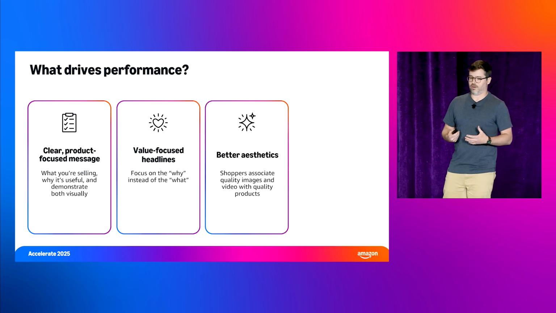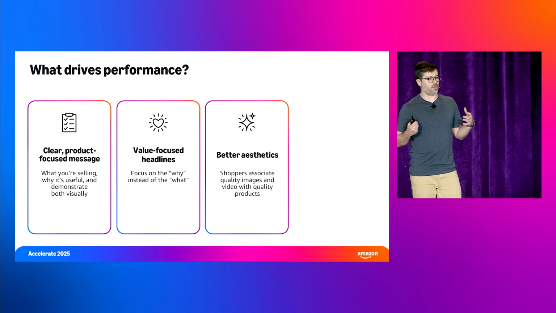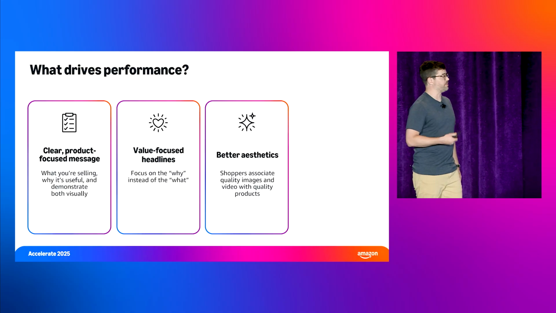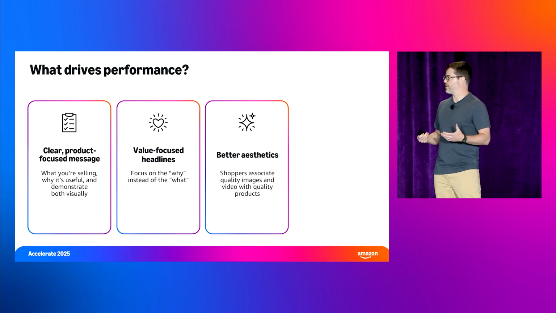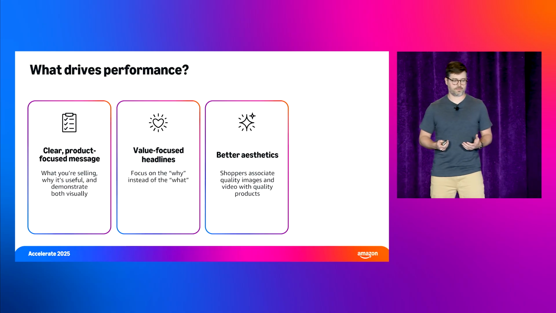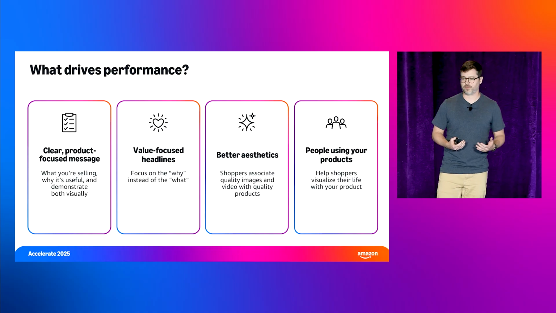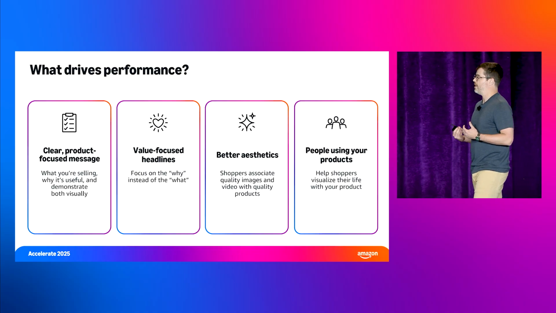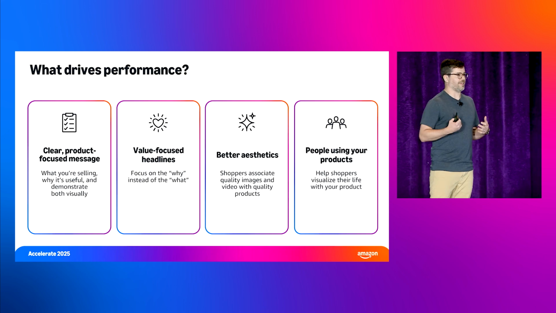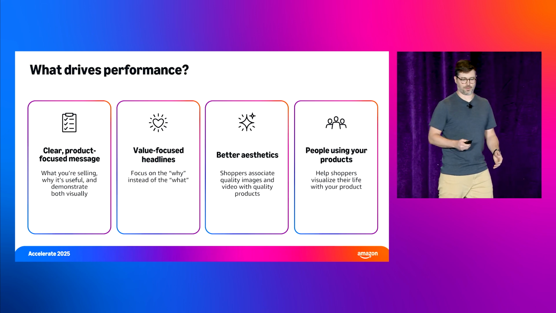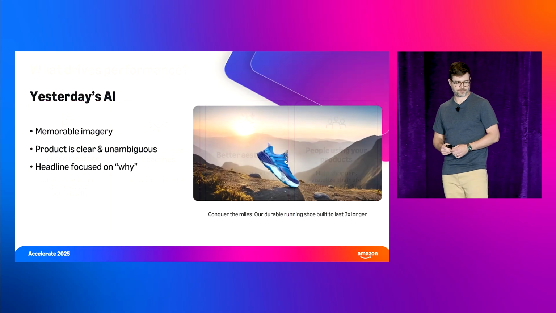The third thing was that these ads had much better aesthetics than the lower performers. And what's great about where these AI tools are, as you saw from some of those examples I just shared, is you now can create professional-grade aesthetics with these tools. And then finally, it's critical to have people using your products. You want a shopper to be able to visualize themselves using your product. You want to connect to them on a personal level so that they can think about what their life is going to be like after they make their purchase. Let's go through a few examples to show you what I mean by this.